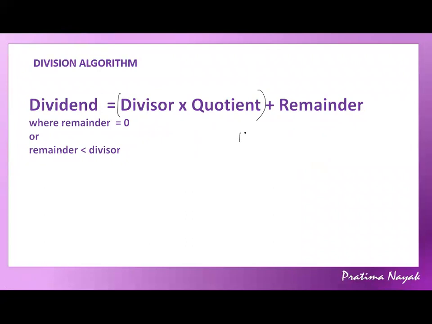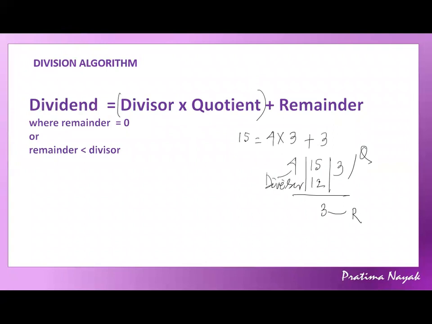For example, here 15 is equal to 4 multiplied by 3 plus 3. That means if we divide 15 by 4, we get 3 times 4 is 12, and 3 is the remainder. So 3 is the quotient, 3 is the remainder, and 4 is your divisor. And 15 we say is the dividend. So this remainder is either sometimes 0 when it is divisible, or it should be less than the divisor. Then we stop the division.